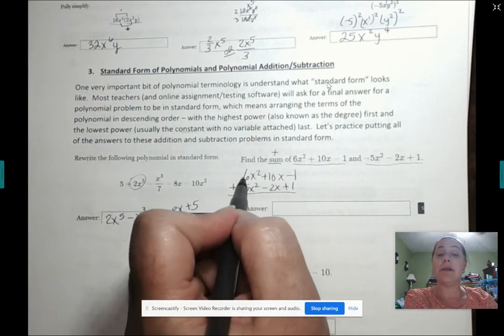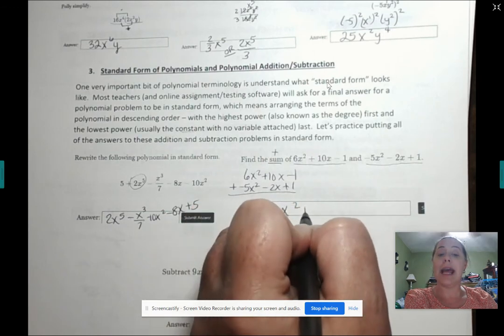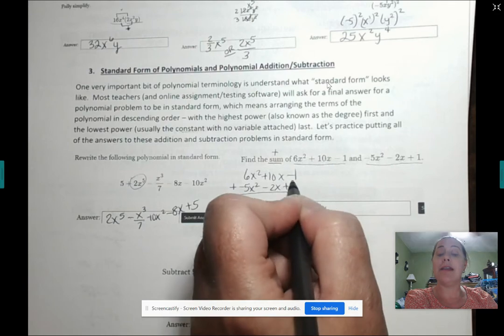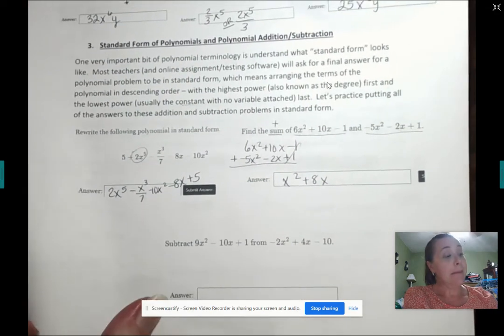So when I add these two together, I get a 1x squared. When I add these two together, I get 8x. And when I add these two together, they cancel out. I don't even have a constant in my answer.